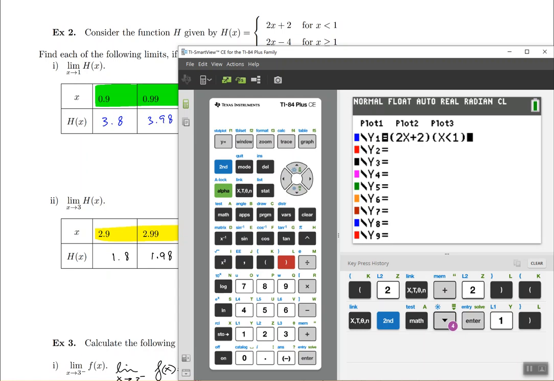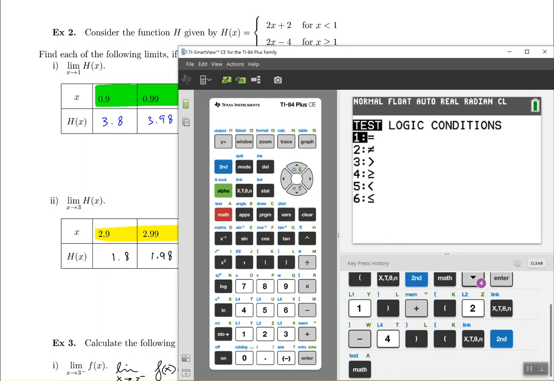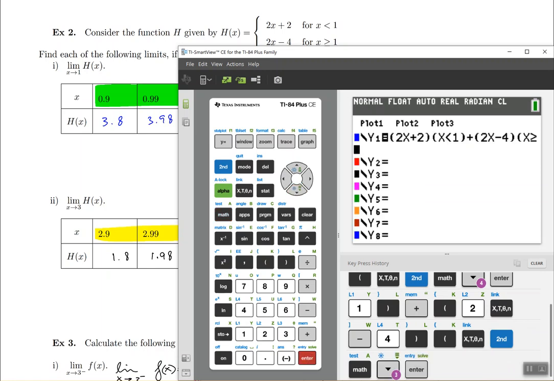There's a second line in this function, the 2x minus 4. So again, repeat the same thing, parentheses for 2x minus 4. Then the condition, which is x is greater than or equal to 1. So I'm going to go math again, and then greater than or equal to is option number 4. So I'm going to go down to option number 4, click enter, and then 1, close the parentheses, and then hit enter one more time.